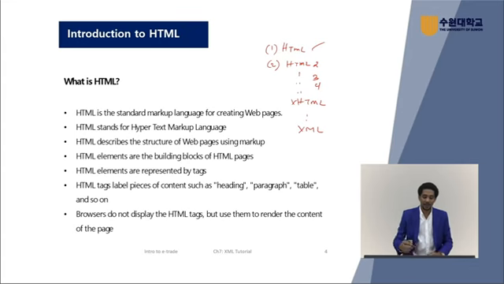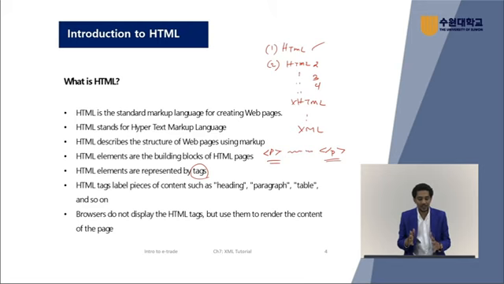Then HTML elements are represented by tags. We also have tags in XML. So tags are like this. Like for example, we have paragraph, then we write some contents, then we close our tag like this. So this is called the opening tag, and this is called the closing tag, right? So in HTML and also in XML we use tags.